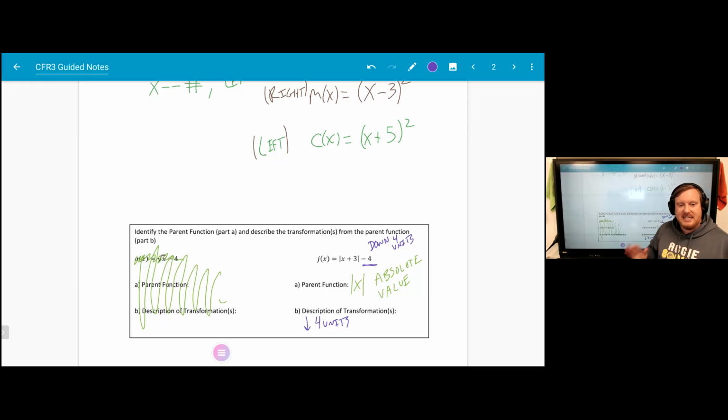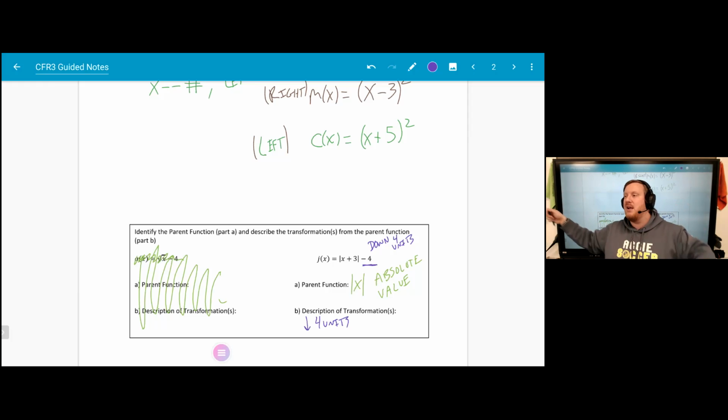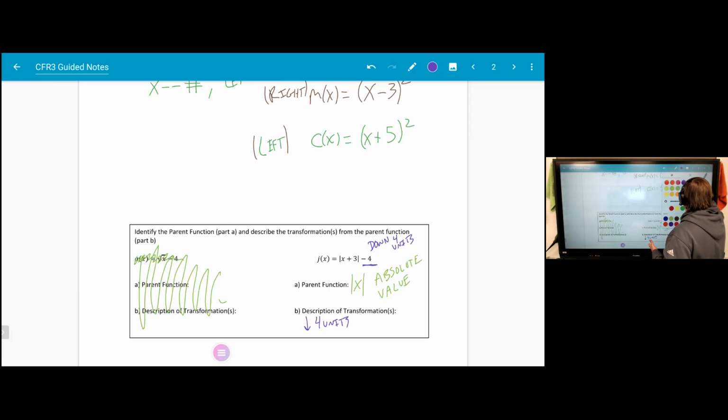And then we just did this x plus 3 or x minus negative 3. This is that counterintuitive. We see plus and we think it should go right. You think it should go right, but it actually goes left. So this plus 3 in here means it's a translation left. So this plus 3 is 3 units left. So my two descriptions: down 4 units, left 3 units.